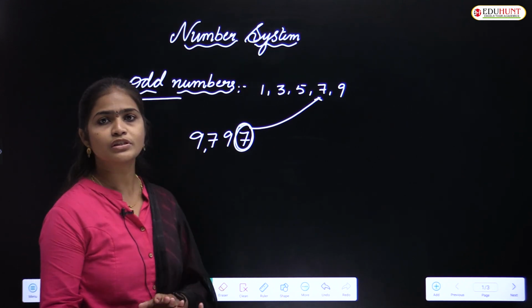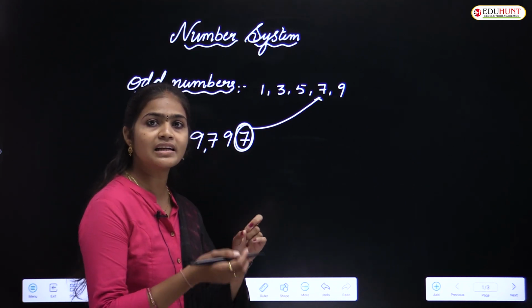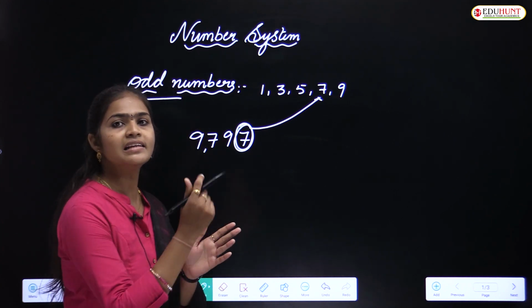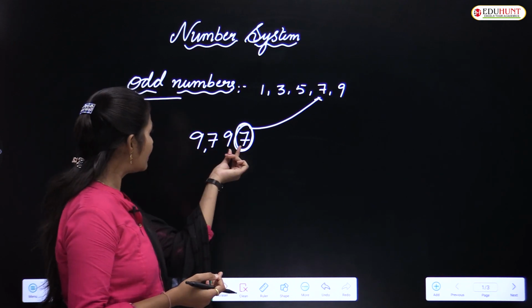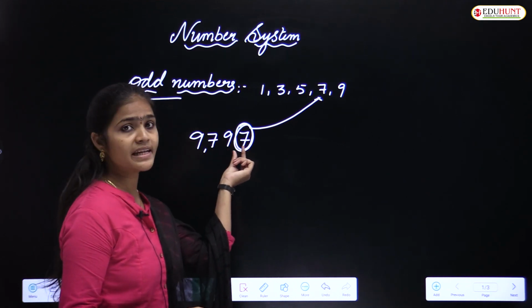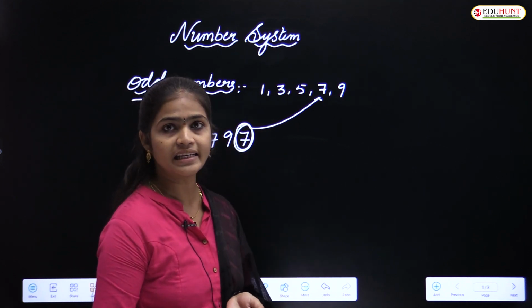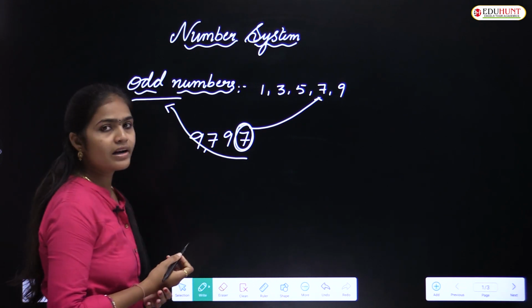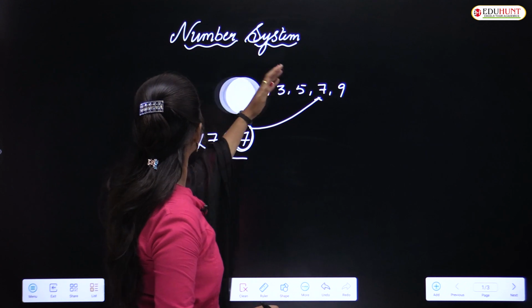Just check its units place digit. If the units place has any one of the digits 0, 2, 4, 6, 8, then simply we will call that number an even number. Or if the given number has 1, 3, 5, 7, or 9 in the units place, then we will call those numbers odd numbers. Okay, we already know about this.